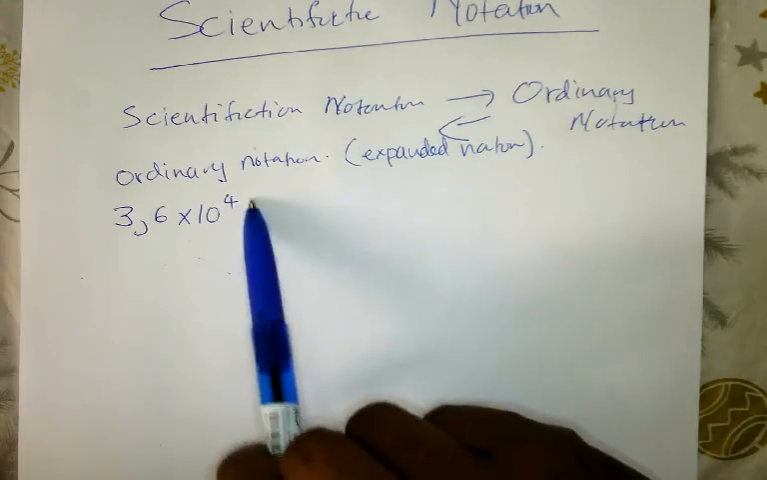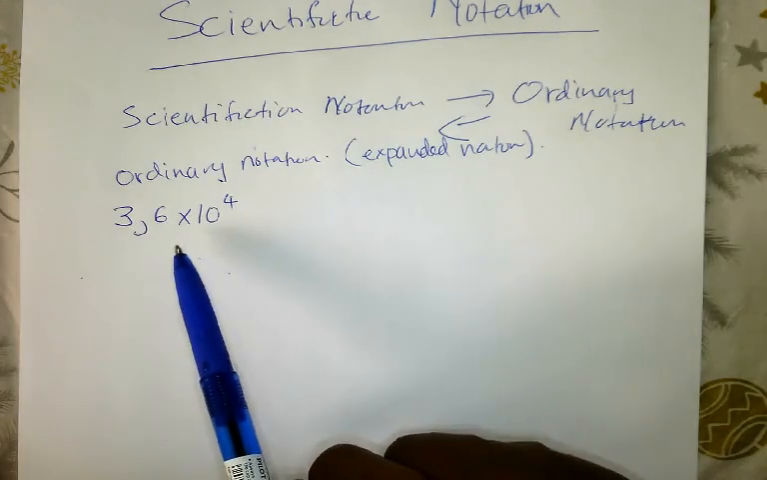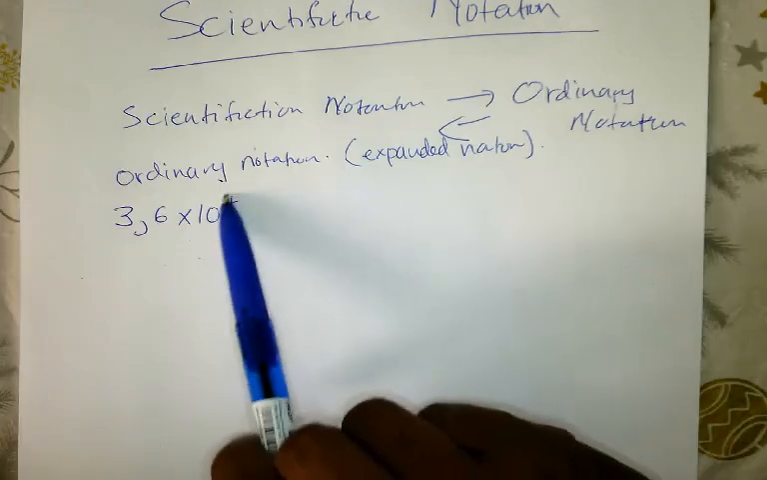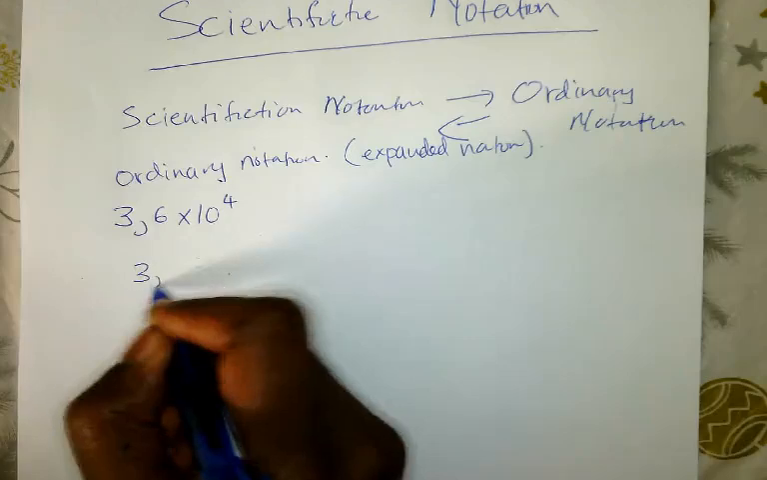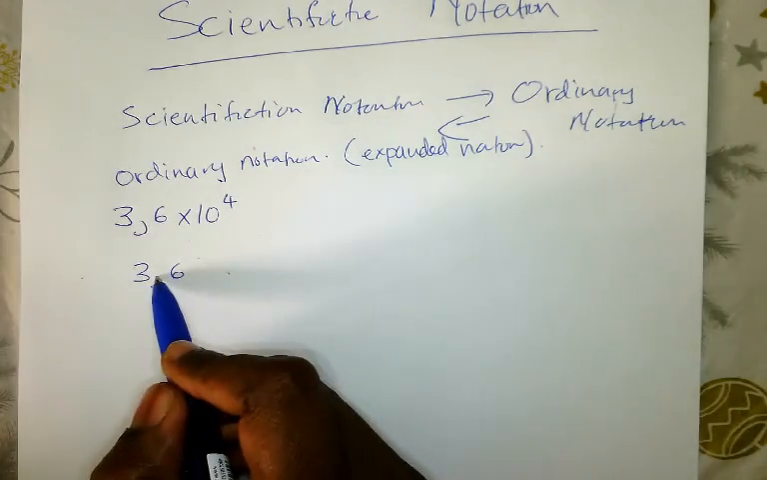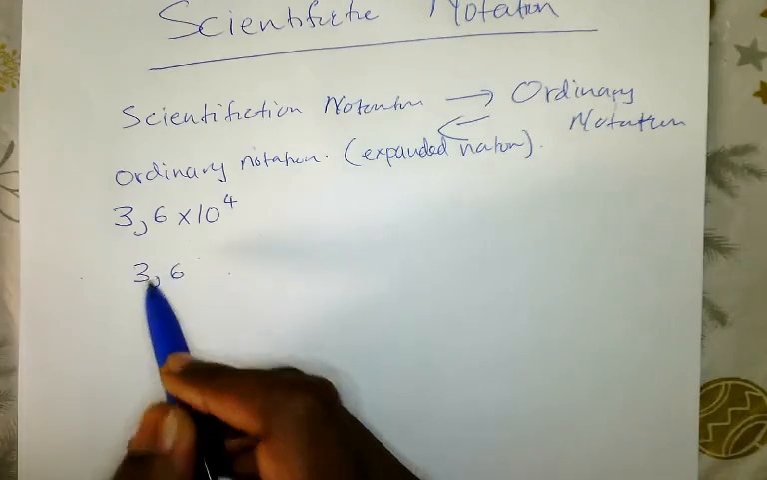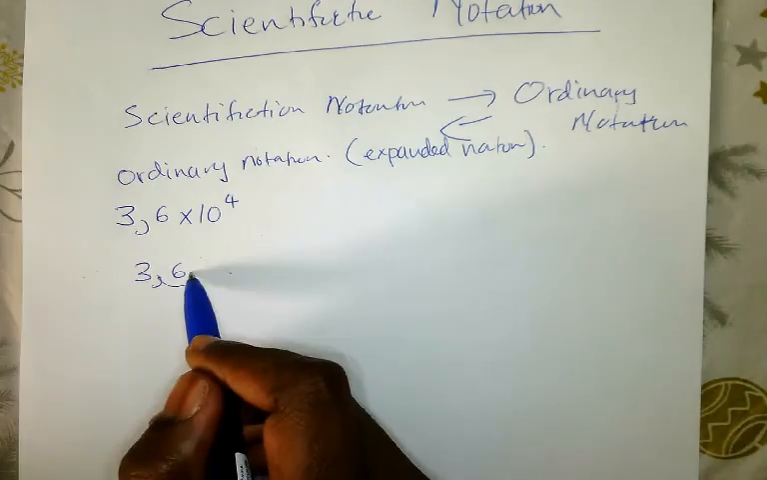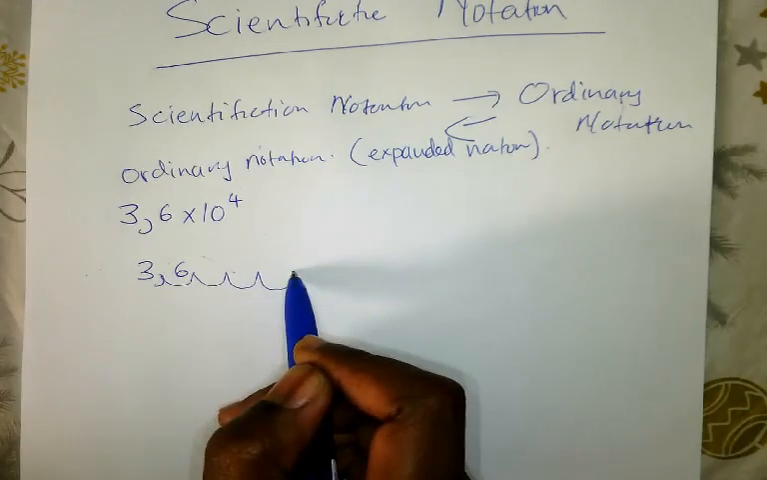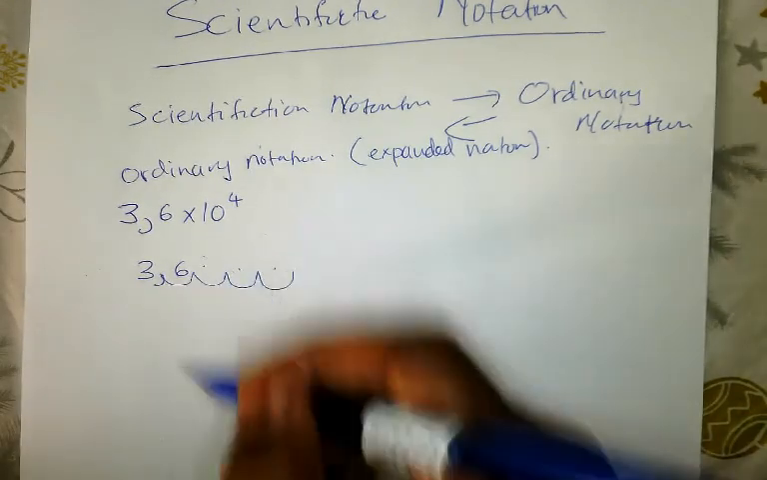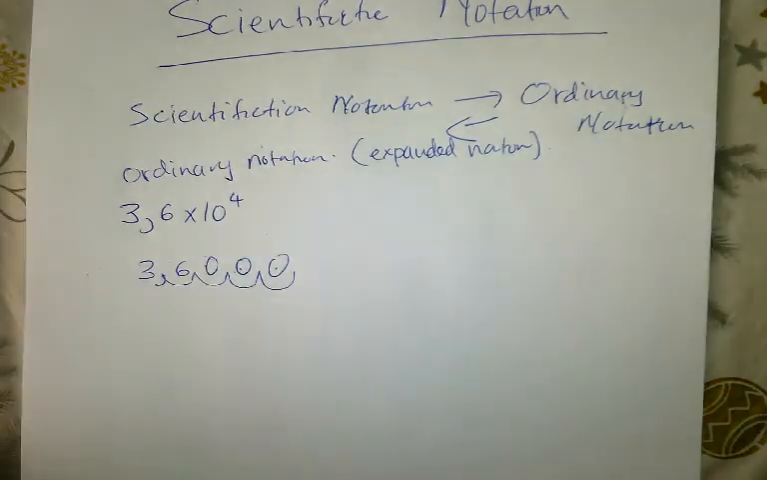So how many times are we going to move the comma? 4 times. So look, I'm going to say 3,6. Then I'm going to move the comma how many times? 4 times. So let's count: 1, 2, 3, 4. Now all these open spaces, I'm going to fill them with what? 0. So meaning this is how much? 36,000. Does it make sense?